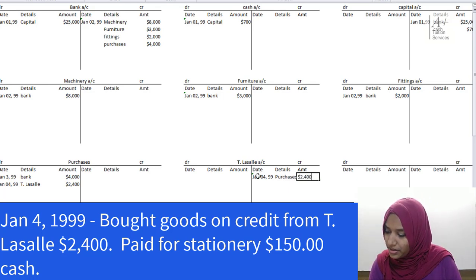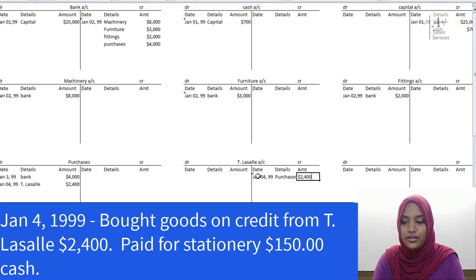The next part said that we paid $150 for stationery cash, so we need to open a stationery account here. And this will be debited because we're taking money out of the cash account to buy the stationery. So January 4th, 99, we go in cash as the details, because that's the corresponding account, and it's just $150. Okay, so now we're going on the cash. Now on the credit side, January 4th, 99, stationery, and this is $150.